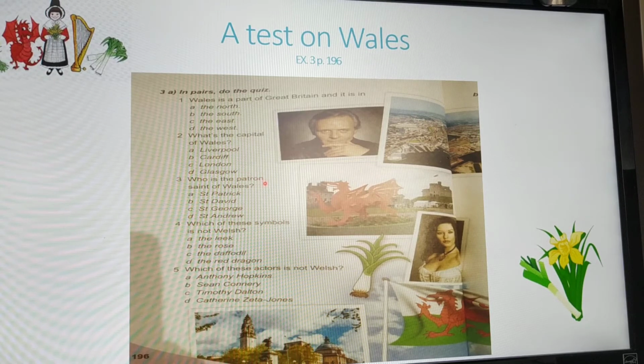Question number 3. Who is the patron saint of Wales? A. Saint Patrick, B. Saint David, C. Saint George, and D. Saint Andrew. Question number 4. Which of these symbols is not Welsh? A. The leek, B. the rose, C. the daffodil, D. the red dragon.